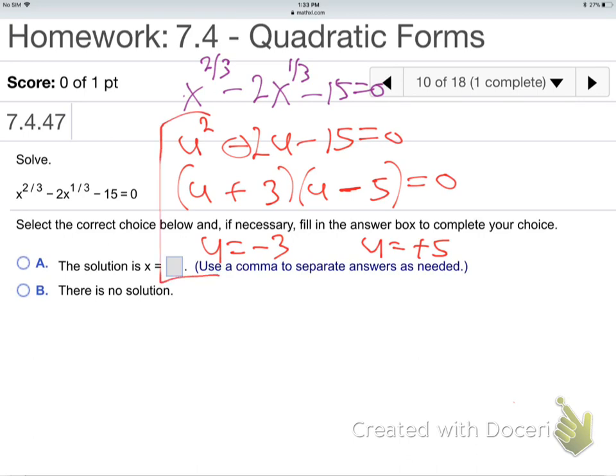And so now you got to go back to X, right? So how do you go back to X? X to the 1/3 equals the middle, because U is the actor playing the middle X thing. He's always the middle X thing, isn't he? So U equals negative 3 means X to the 1/3 is negative 3. And U equals 5 means X to the 1/3 is 5. Are we all good to there?